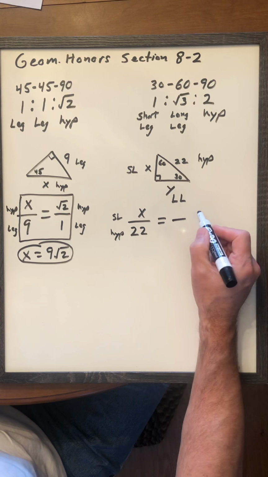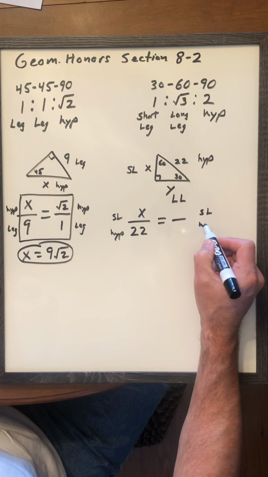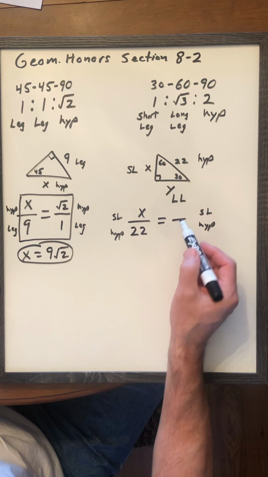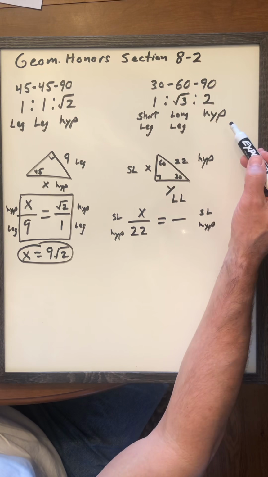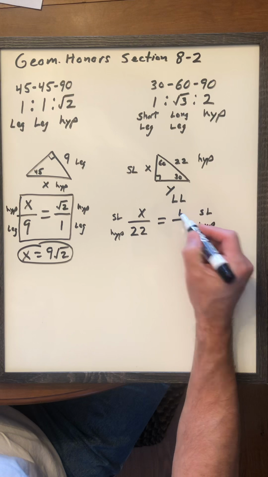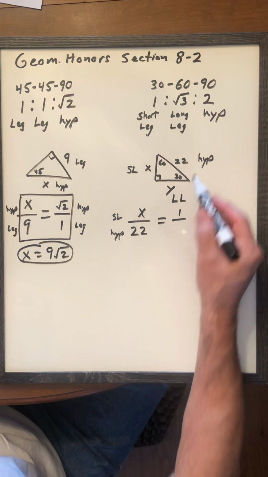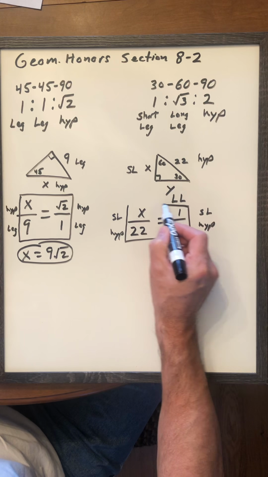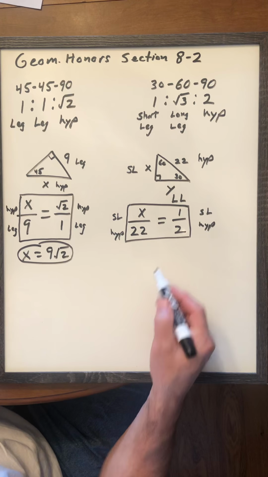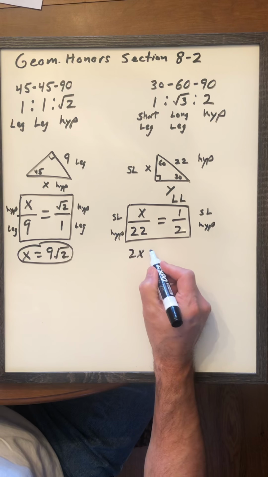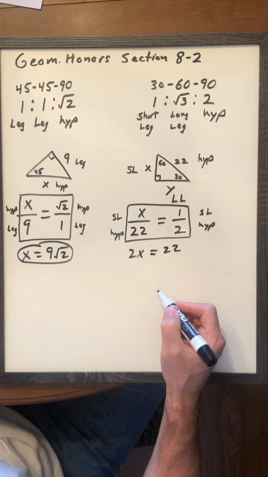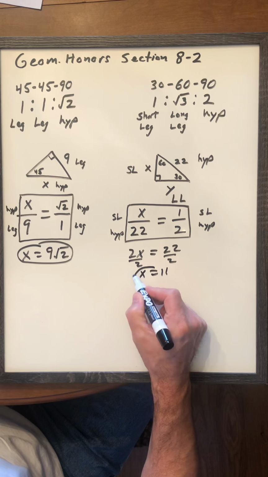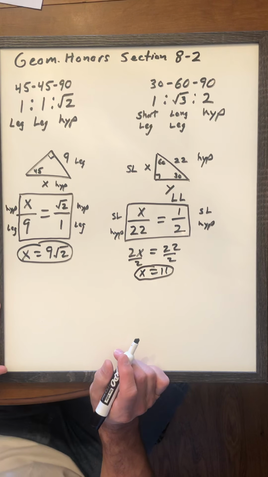And so that means over here I need a ratio of short leg over hypotenuse. Again, this fraction came from the diagram, so this one has to come from my ratios. The short leg is 1, so that would be on top. The hypotenuse is 2, so that would be on bottom. Now I have my proportion, and I cross multiply and solve. So 2 times x is 2x, equals 22 times 1 is 22. We divide by 2, and we get x equals 11. And so I found my x.